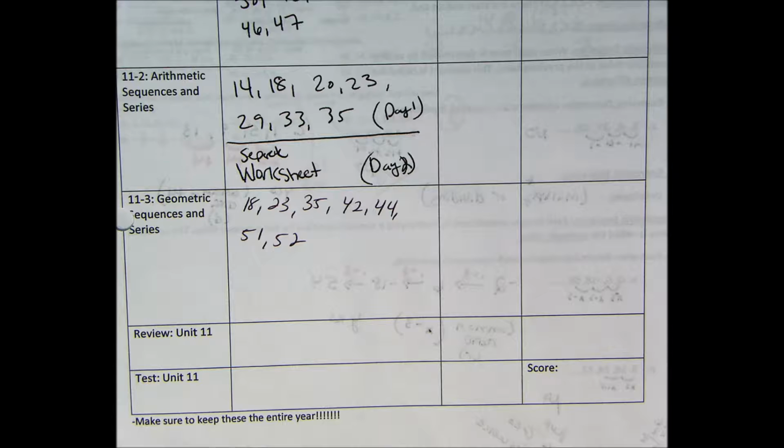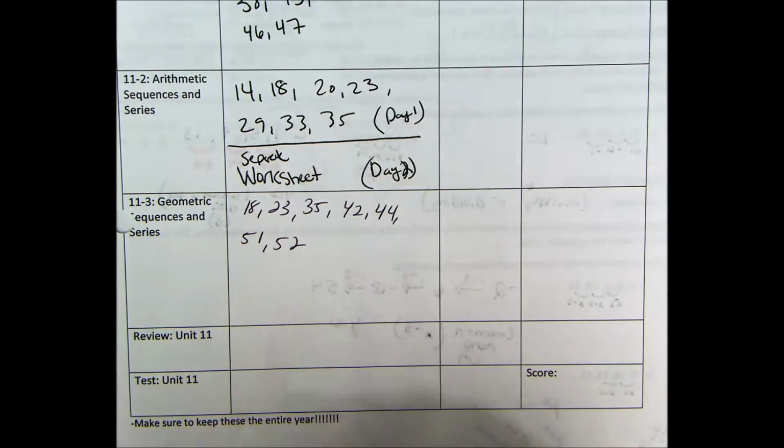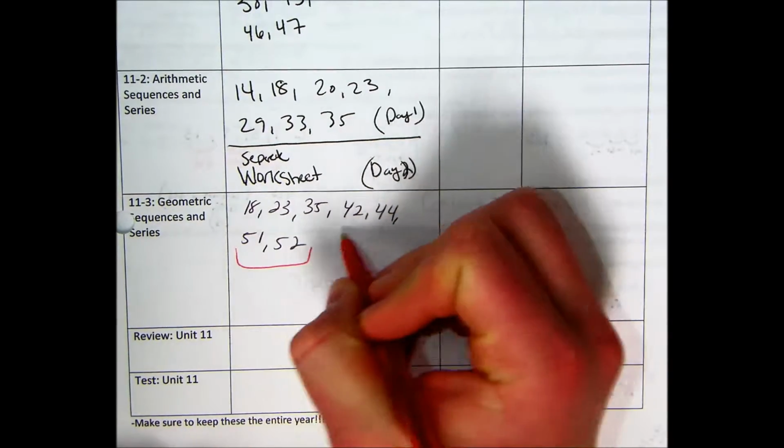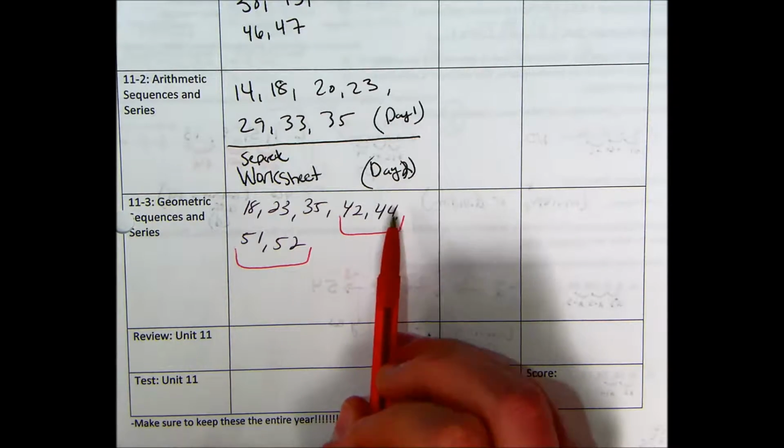So our homework comes from 18, 23, 35, 42, 44, 51, 52. These ones are alike. So 51 and 52 are alike, 42 and 44 are alike, and then these are each individual types of problems. Let's open up.